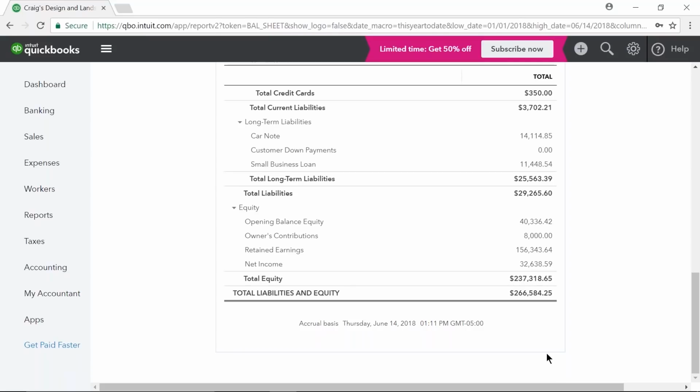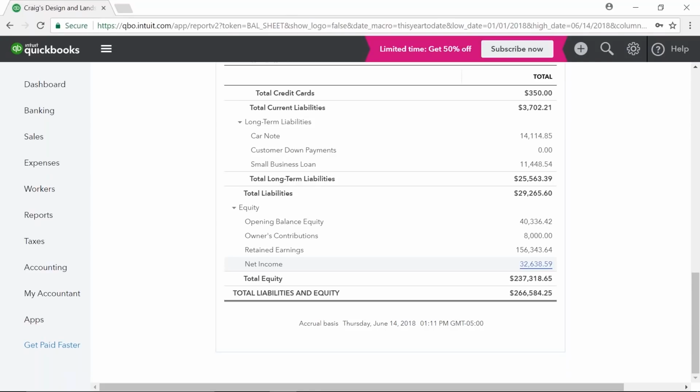Equity is what the business owes to the owner of the business. So this is essentially the value of the business from the point of view of the owner. Now, a lot goes into this number. First and foremost, we have the net income. That's the amount of money that the business has made this year. So if I were to add up all of our income and subtract all of our expenses and cost of goods sold, that's the amount that I would get for the current year.